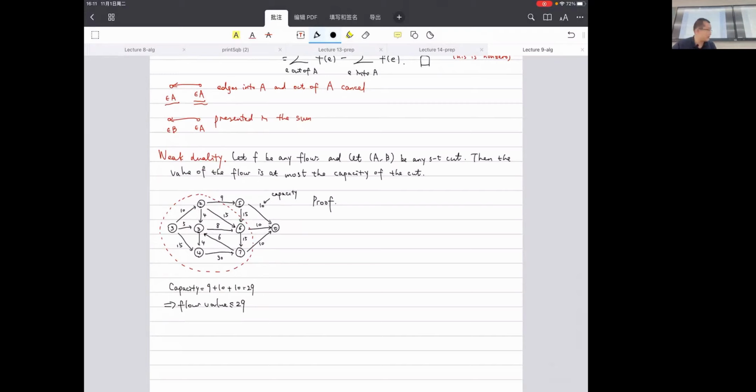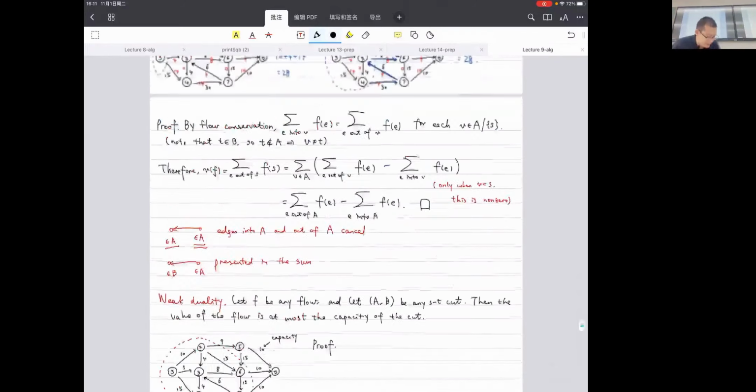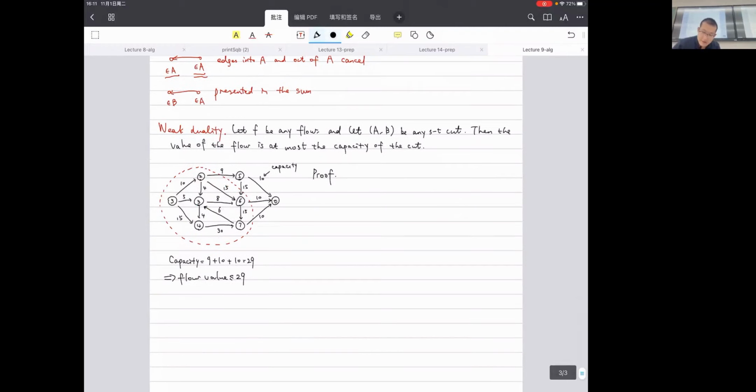The proof is quite straightforward. Recall what we proved above for the flow value lemma. According to the flow value lemma, the value v(f) equals the summation of f(e) for e out of A minus the summation of f(e) for e into A. In general, f(e) is larger than or equal to 0, so this value is smaller than or equal to the summation of f(e) for e out of A. We just ignore the second term, and this becomes an inequality.